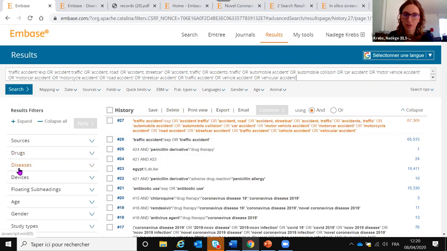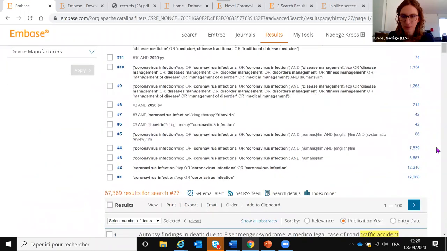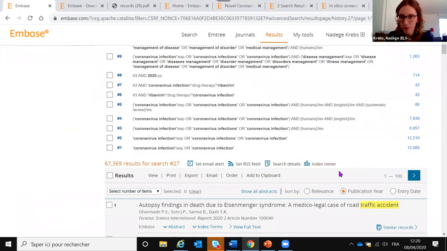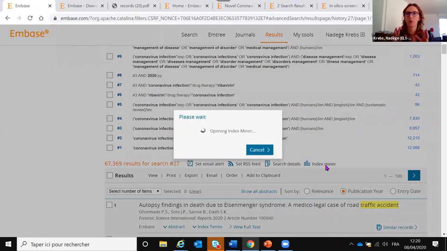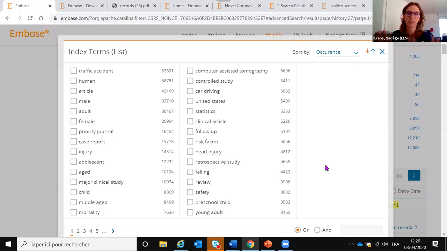so not drugs, not disease, not devices, but other things, you can go here on index miner. The index miner is like a heat map of all the other terms that are indexed in those papers generally. So traffic accident, that makes sense. Human, makes sense. Article, that's a global term. So some of them are not very interesting, but for example, we can say, yeah, mortality. So if you want to know the mortality due to road accidents, you can select that.